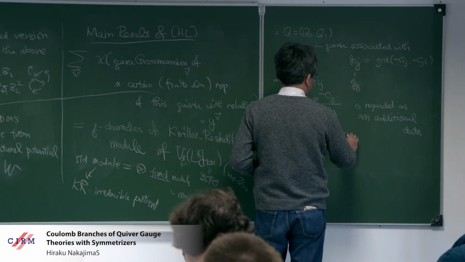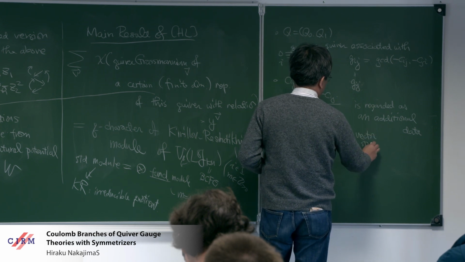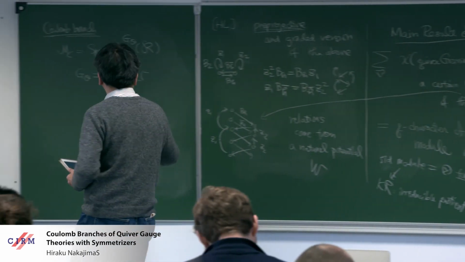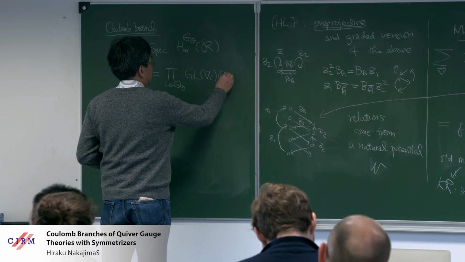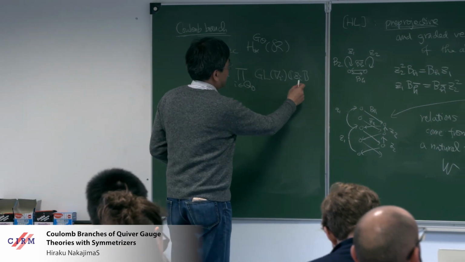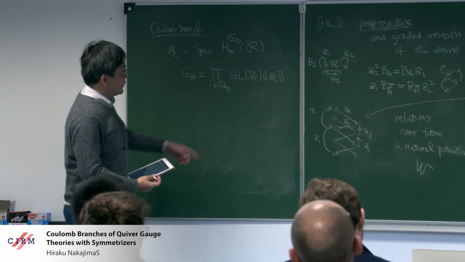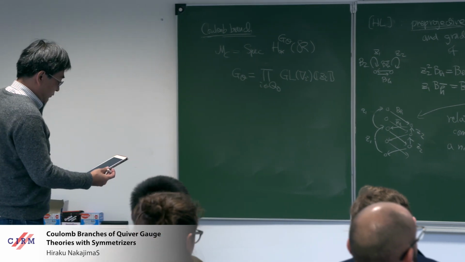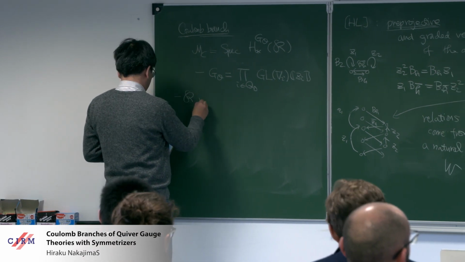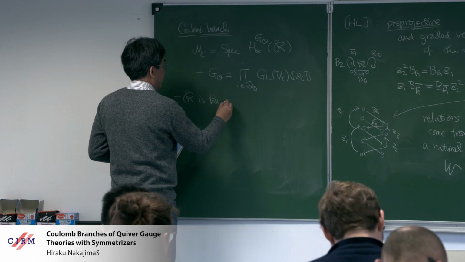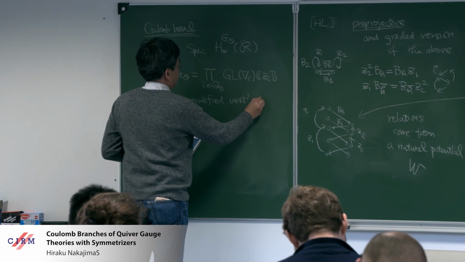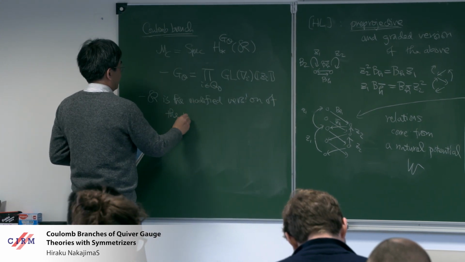So here this is a complex vector space, finite dimensional. GL of V_i. The only difference from the usual case is that in the ordinary case, we take all the variables to be common, but here it could be different for each vertex. And R is a modified version of the variety of triples.